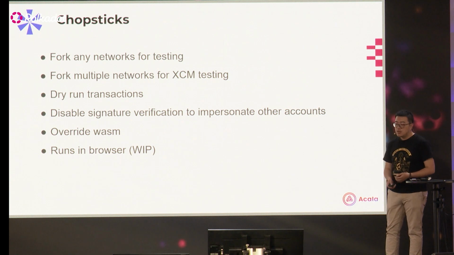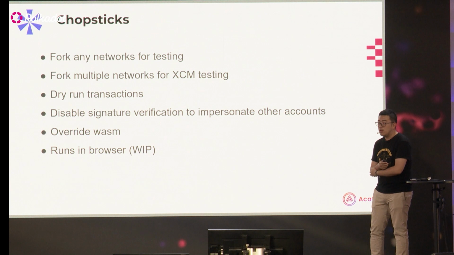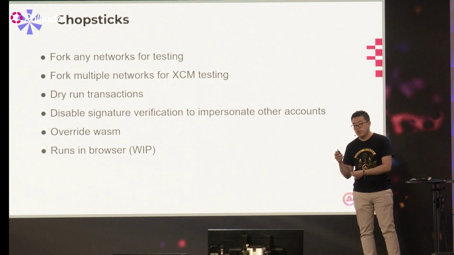The goal is that we can fork any network for testing, not just parachains but also relay chains. We can also fork not just one network but multiple of them, so we can actually test XCMs, which obviously requires multiple chains. For example, a more advanced XCM where you send to the relay chain and then to another chain needs three networks. We want to be able to dry run transactions so we know what they're going to do before submitting to mainnet.